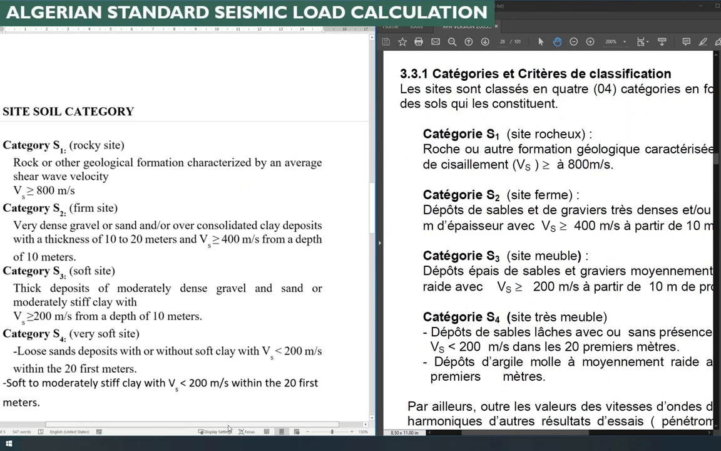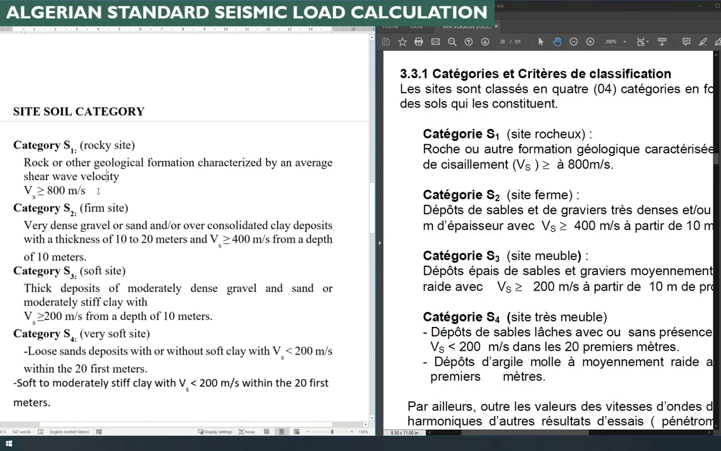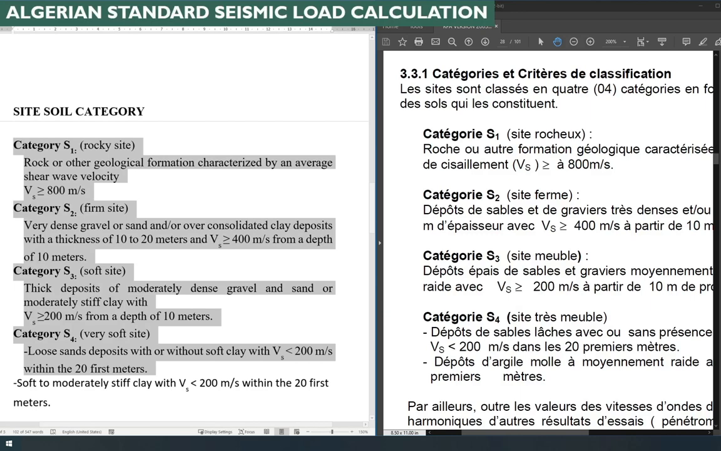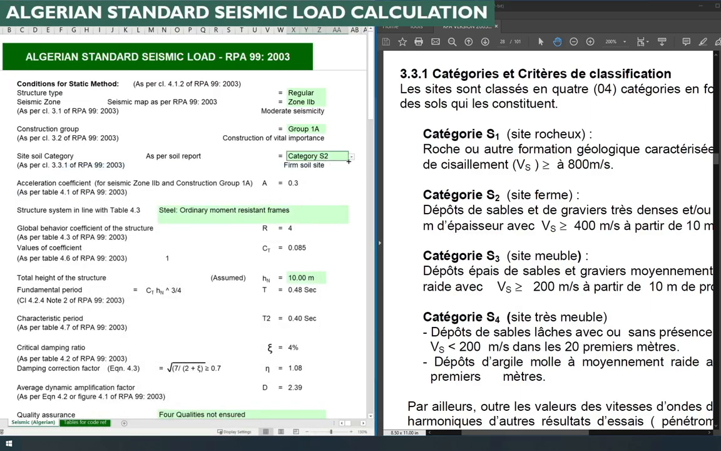Category S1 means it is a rocky site. The explanation provided here is rock or other geological formation characterized by an average shear wave velocity Vs greater than or equal to 800 meter per second. S2 is a firm soil site, very dense gravel site, and S3 is a soft soil. The definition is provided here, and S4 is a very soft soil, loose sands deposit. The definitions are provided here. So these are the four categories of soil. For our demonstration purpose, I am considering category S2, that is firm soil site.